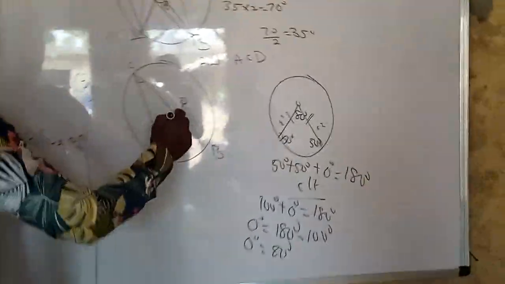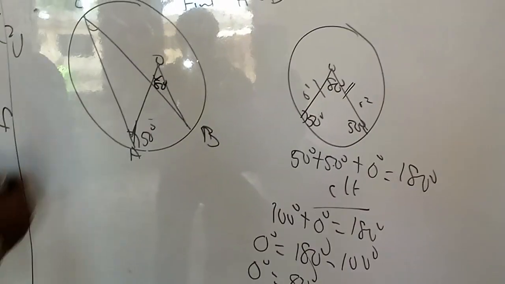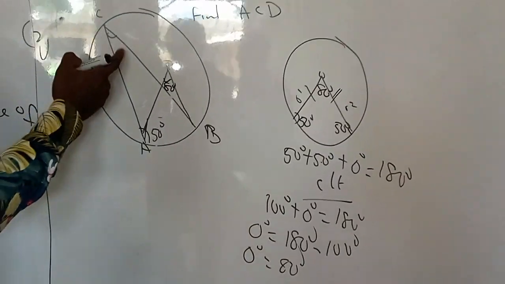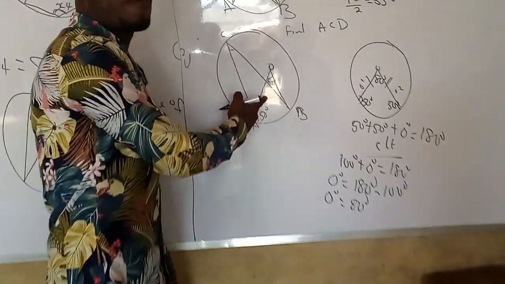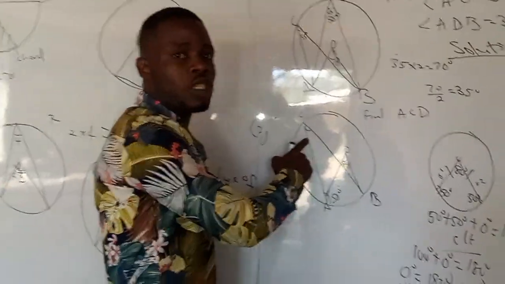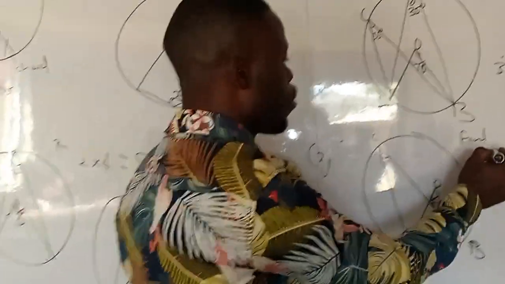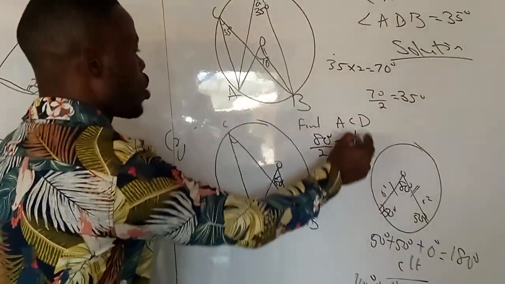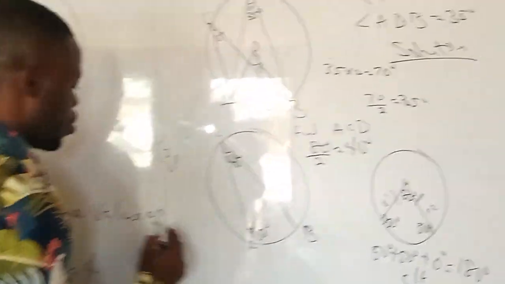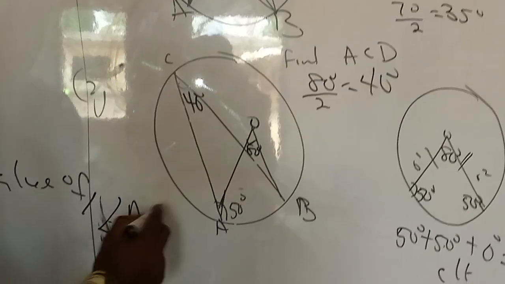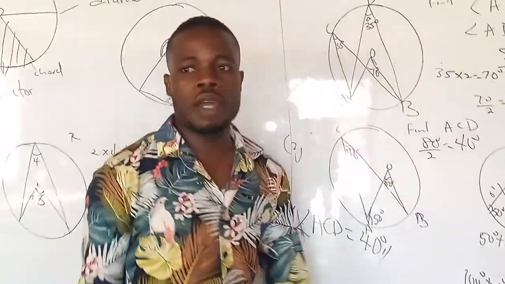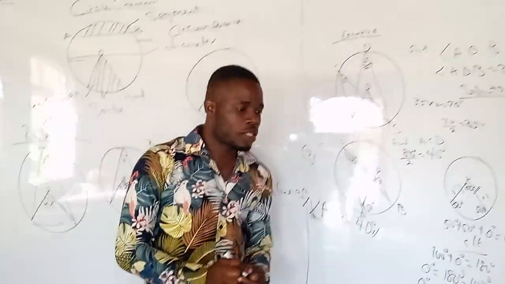So the angle we have here is 80 degrees. The angle that touches the circumference will be half of the middle angle at the diameter. So therefore, we are going to divide this to get the angle at the circumference, which is 80 degrees divided by 2. This will give you 40 degrees. So here is 40 degrees. So angle ACD is equal to 40 degrees.